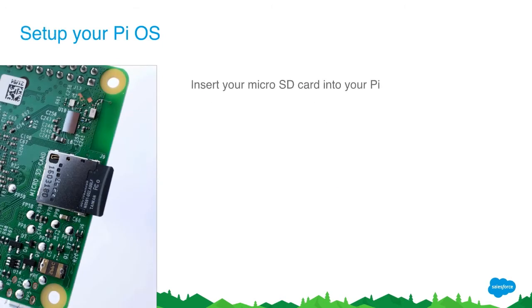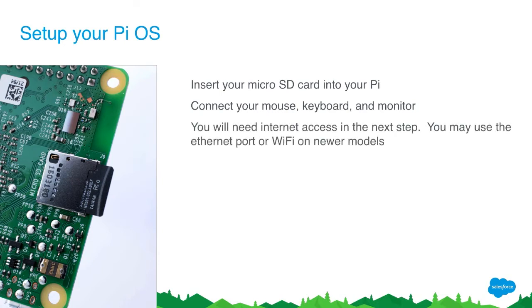You take that card, you put it into the SD slot on the underside of the Pi, and boot it up with your mouse, keyboard, and monitor connected. You won't need those to remain connected once you're using the product, but for your initial setup, you'll need them. You're also going to need internet access for the next few steps in order to refresh some libraries and get some additional libraries put onto the Pi to make it fully functional for the solution.